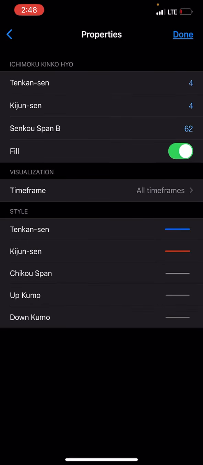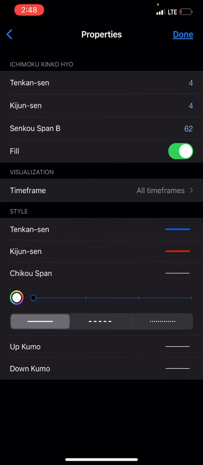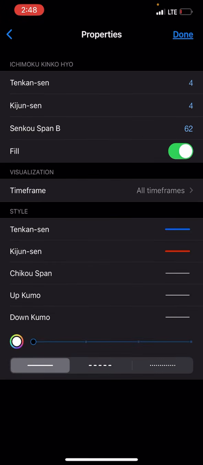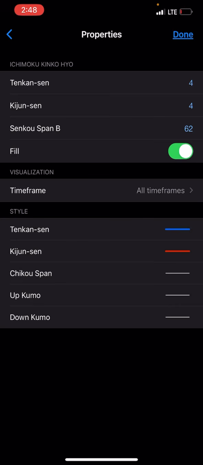Then Tenkan Sen is blue. Kijun Sen is red. Chikou Span is white. Up Kumo is white, down Kumo is white. Why are they white? Because my MT5 background is white, so I don't want them shown on the chart. If you're using a black background, then you should use the same color as your background for Chikou Span, up Kumo and down Kumo. Then you click on done.